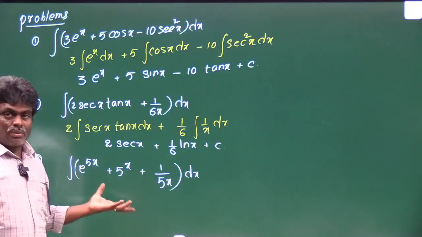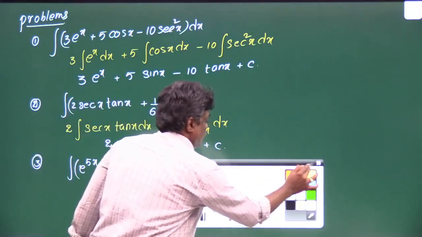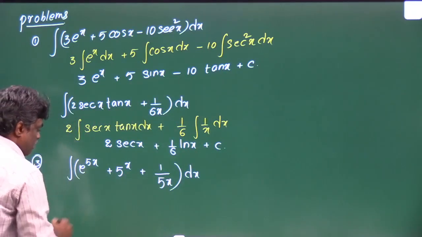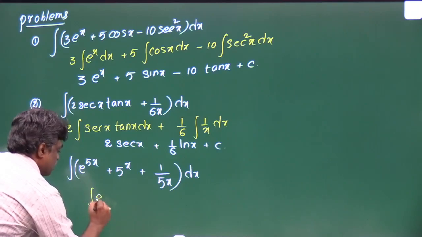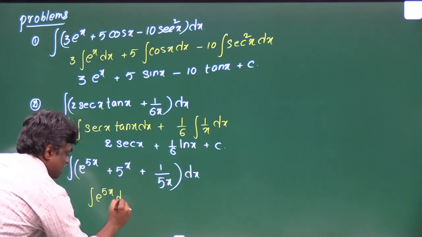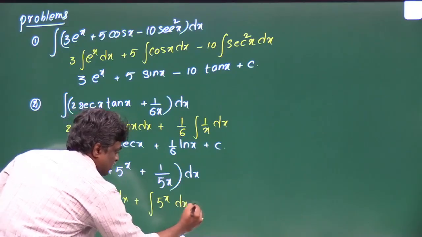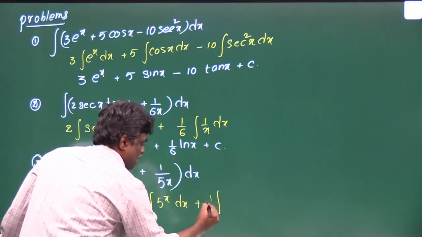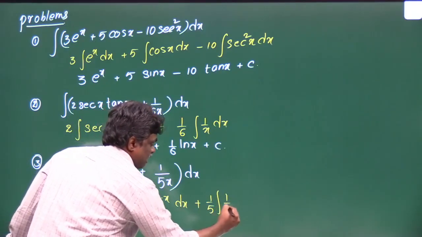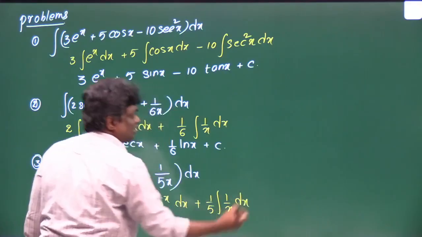And the last one, try yourself, please try yourself, just pause the video and do it, be confident. So just split it, integral e raised to 5x dx plus integral 5 power x dx plus integral, 1 by 5 constant outside, and 1 by x dx.